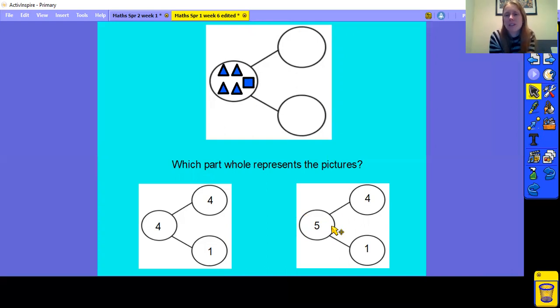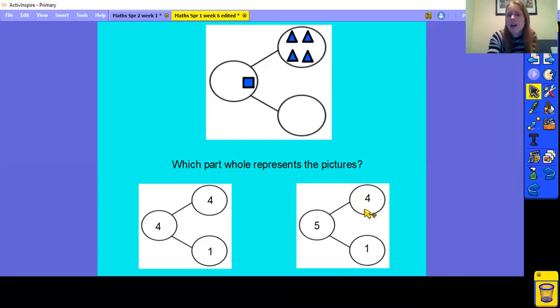So first, I'm going to count how many triangles we have. Are you ready to count with me? 1, 2, 3, 4. There are 4 triangles in this part. Does this part tell us that there are 4 triangles? Yes, it does. So it tells us the whole is 5, and we had 5 shapes all together in the whole, didn't we? So that's right.